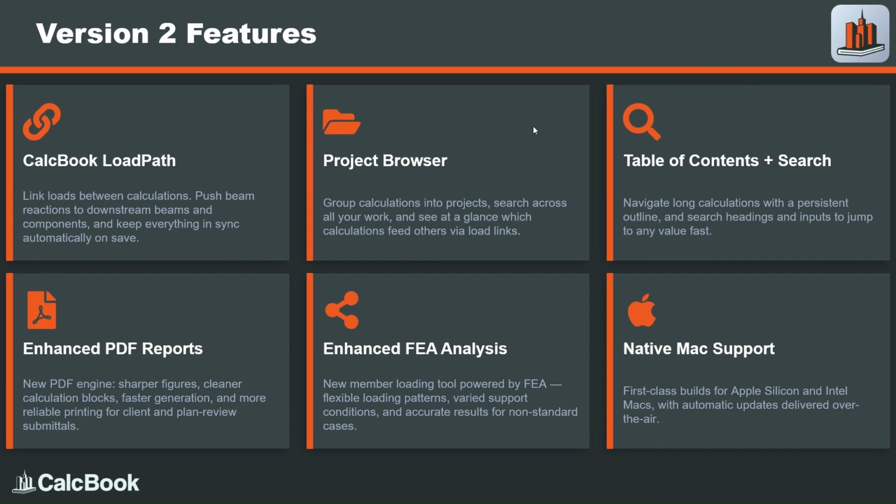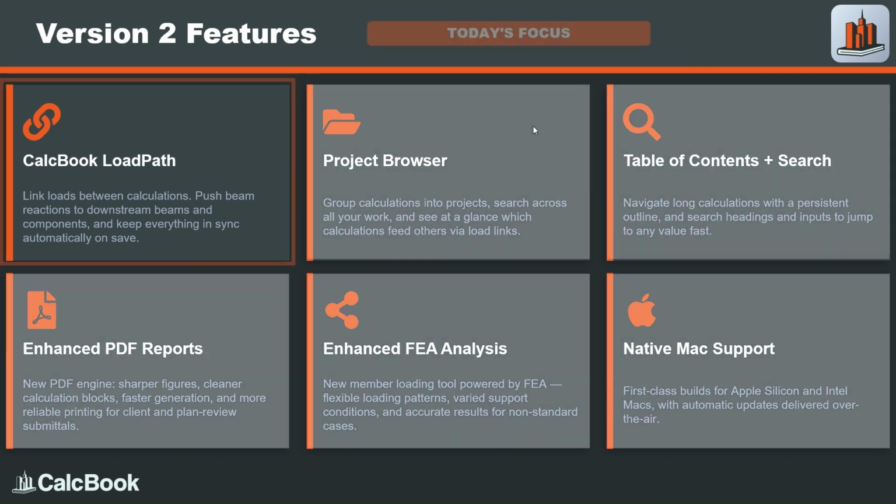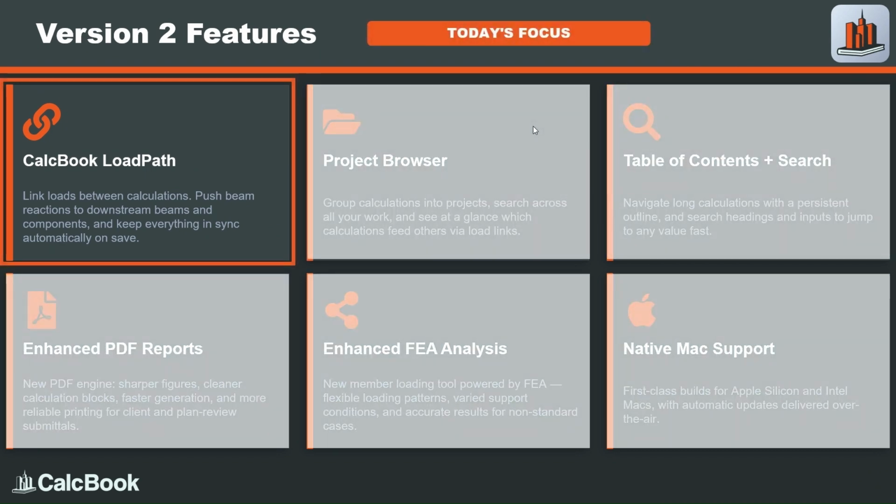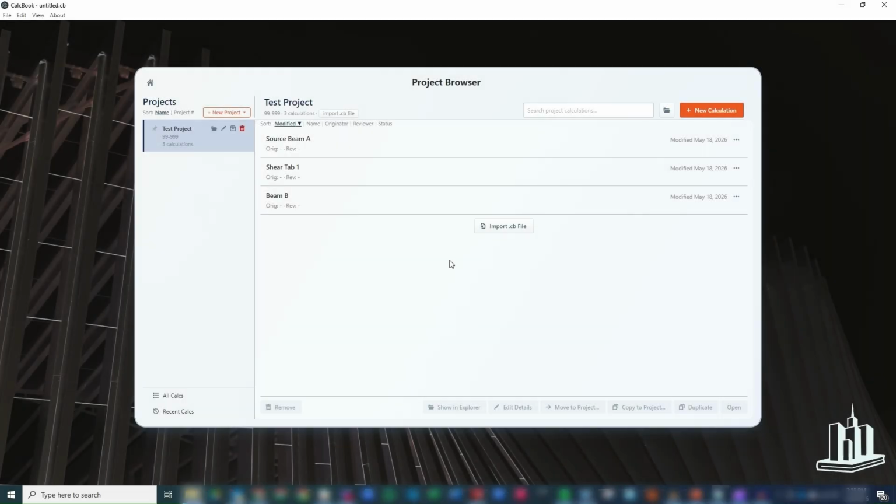We recently released several new features in CalcBook version 2, but today we're going to be talking about CalcBook LoadPath. So let's open up CalcBook and we'll run through some examples. Okay, so we've got CalcBook open now. We've got a test project set up with 3 different calculation files in it. We've got a source beam, we've got our secondary beam here, beam B, and then we have a shear tab.